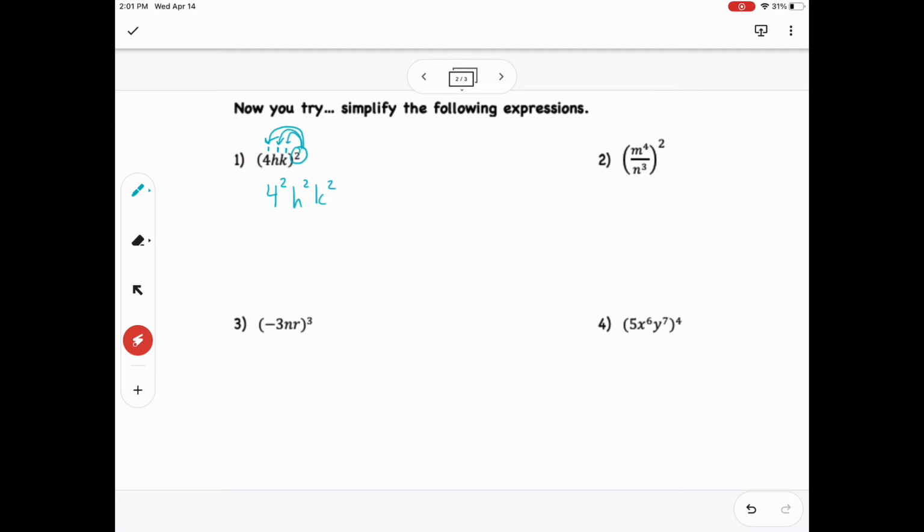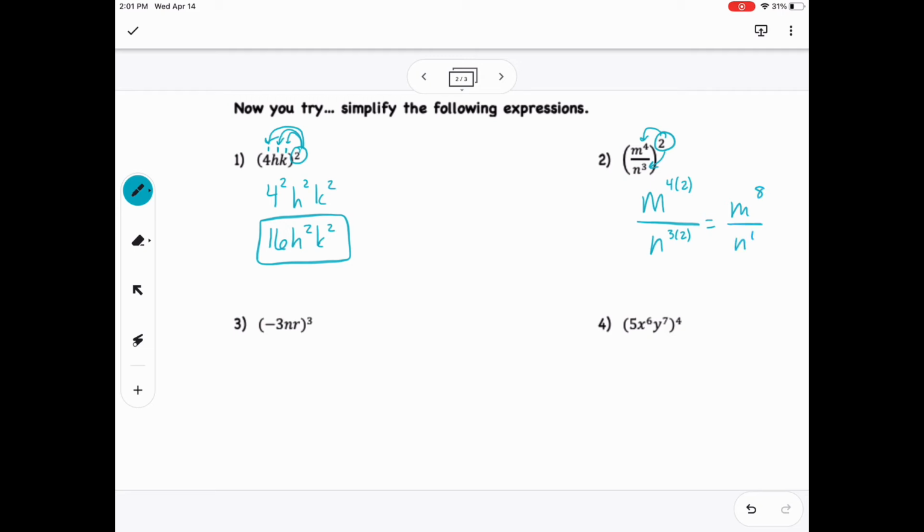All right, so for number 1, let's try some of these. So I multiply the 2 to all those exponents for 4, h, and k. I know what 4 is, so 4 squared gets me 16. So my final answer is 16h squared k squared. Okay, I do the same thing for number 2. I'll multiply that 2 to the 4 and to the 3 in the exponent area. So that'll get me m to the 8th divided by n to the 6th.